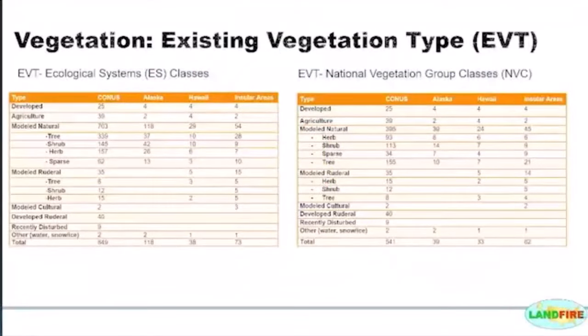One of the things that people don't realize, I think, is that LANDFIRE maps really detailed vegetation classifications. We have two different ones that we map. One is the ecological systems classification, and essentially over 700 natural vegetation classes are mapped. And then we also have, I think, one of the only NVC maps available for the United States. That one is based on the group level of NVC, and it's got about 400 classes. So for various purposes, people need different vegetation classifications.